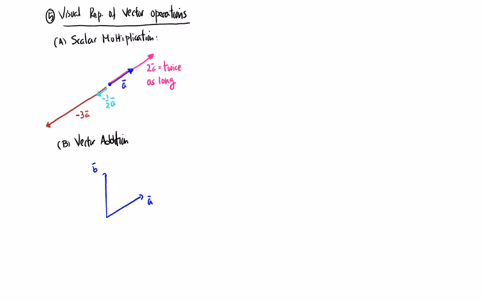If you draw a parallelogram using A and B, then A plus B turns out to be the vector that goes all the way across. And here I'm anchoring A and B at the same place in order to do this. So that is A plus B right here.